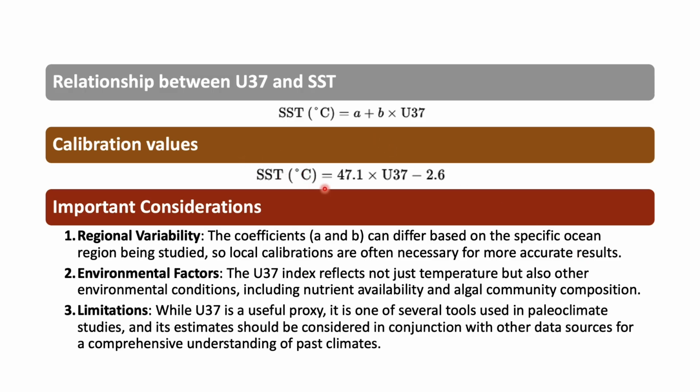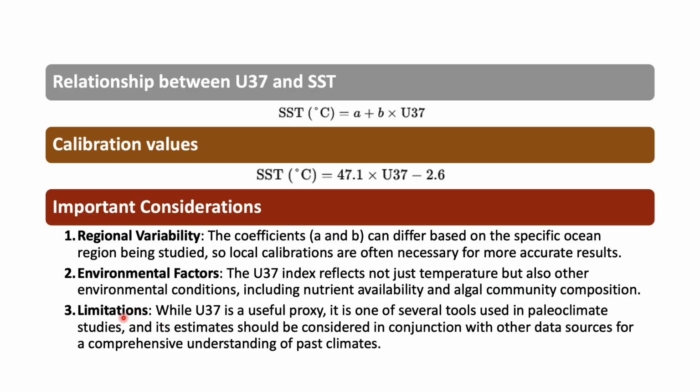So how do you use the calibration curve? So here is the calibration curve. SST in degrees centigrade is equal to 47.1 into U37, that is the concentration of all the alkenones, minus 2.6. And the environmental factors, how do they affect? The U37 index reflects not just the temperature but also other environmental conditions, including nutrient availability and algal community composition. So this is what we have seen just now.